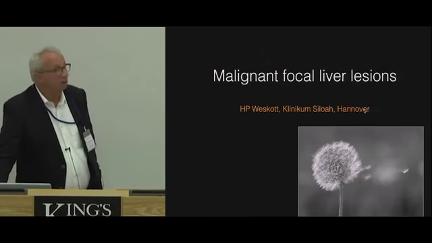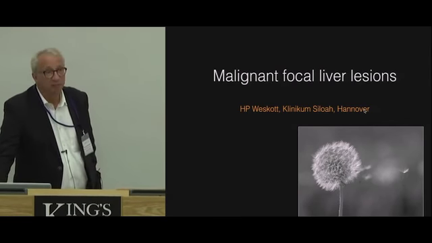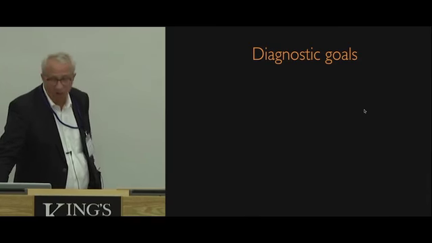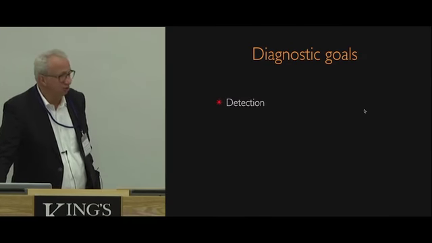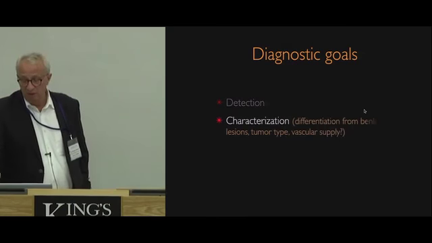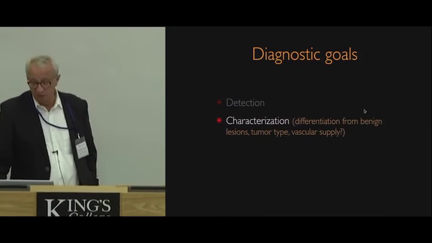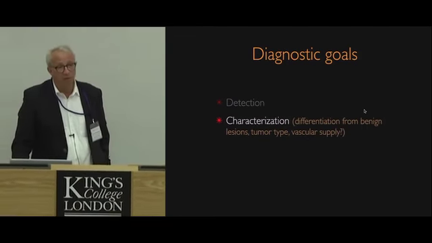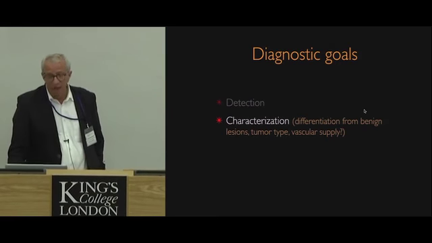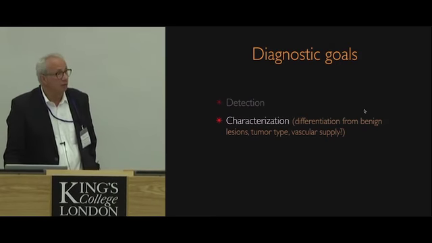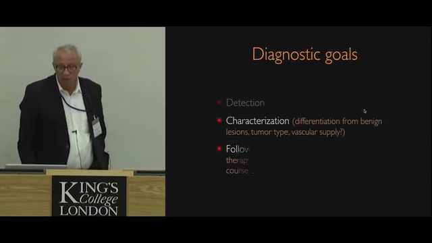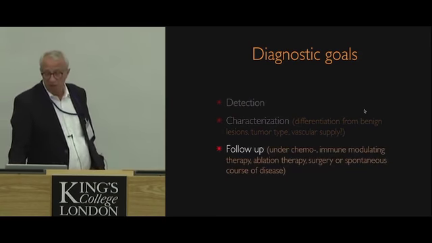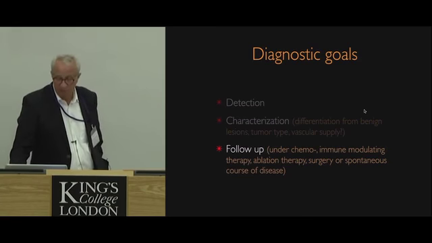Malignant focal liver lesions, mainly, of course, understood as metastasis. Our diagnostic goals with these malignancies are, number one, detection. Number two, characterization, as you just heard from David, so a differentiation from benign lesions. Number three, the type of tumor we can very often characterize, and the vascular supply, important for interventions. And then, of course, follow-up under chemotherapy or immune modulating therapy, ablation therapy, surgery, or spontaneous course of disease.